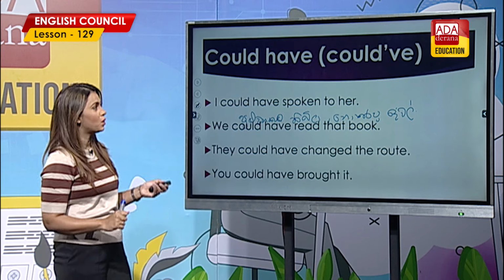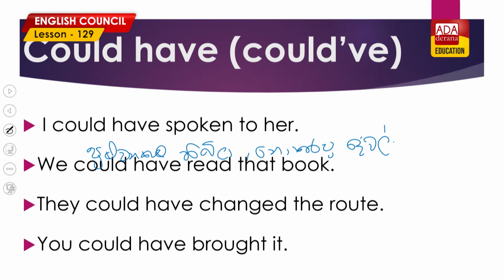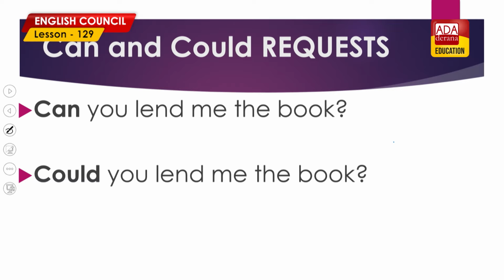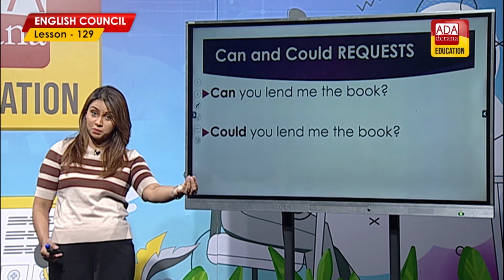And then we were talking about can and could request. You can use can to talk about I can sing, that is your ability. And also you can use can and could at the same time to request it. So what is the difference? Can you lend me the book? Could you lend me the book?